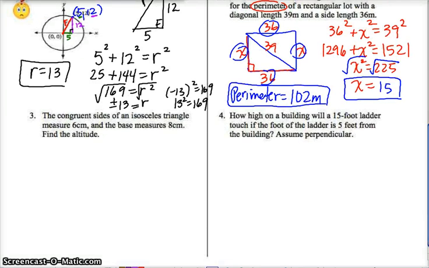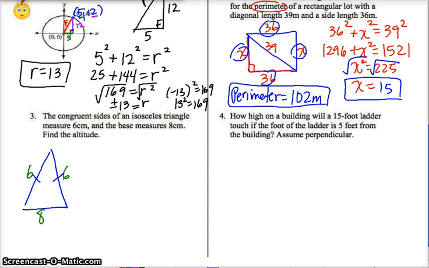Okay, number 3, the congruent sides of an isosceles triangle measure 6 centimeters. So the congruent sides of an isosceles triangle. So that means that each of these side lengths here are 6 and 6. And the base measures 8 centimeters. Find the altitude. So the altitude comes down from the vertex angle, and what does an altitude do? Well, it intersects the opposite side at a right angle. Now remember, if it's isosceles, not only does it intersect at a right angle, it bisects the base. So now I know this segment is 4 and this segment is 4.